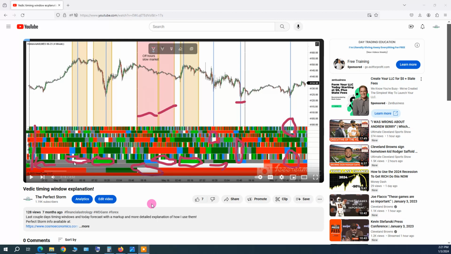This is one of the videos of the Vedic timing. You can see the colored ribbons at the bottom of the chart. We call this the rainbow indicator. And in this video, I explain how I set it up to align potential pivots for a day's trading, and the way I look at these colored windows.